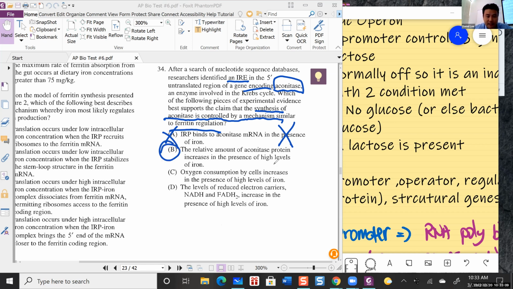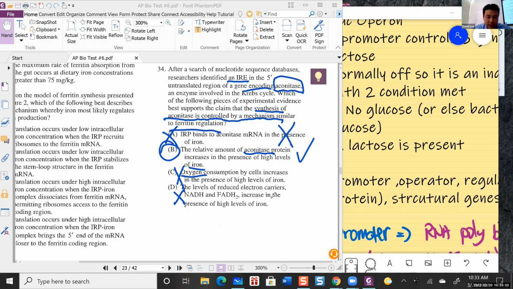The relative amount of aconitase protein increases in the presence of high iron. Well, yeah, because high iron, high ferritin, which means high aconitase if they're controlled by the same mechanism. So that's the answer. And it has nothing to do with oxygen. Forget about oxygen, right? And the level of reduced electron carrier has nothing to do with NADH, FADH2.